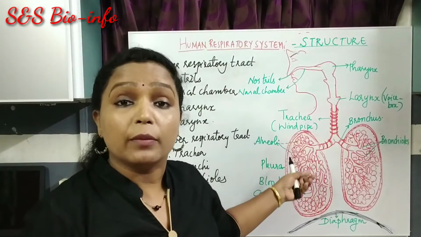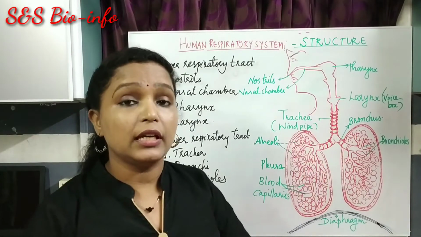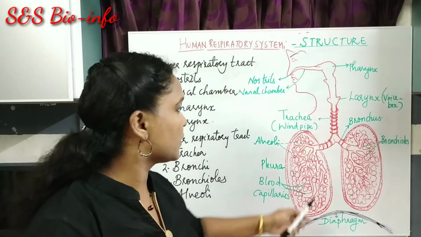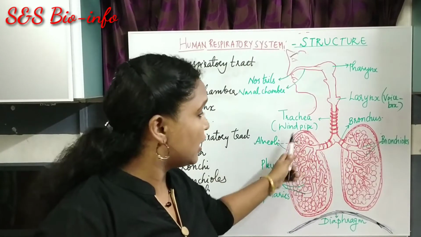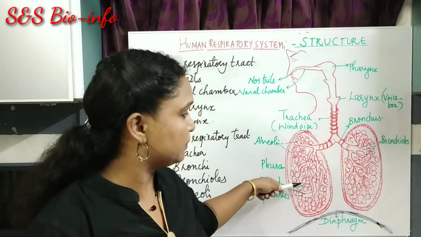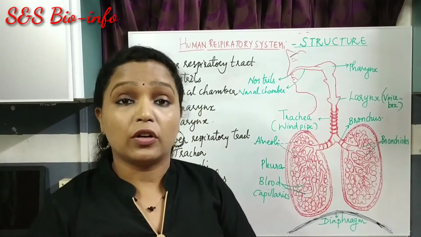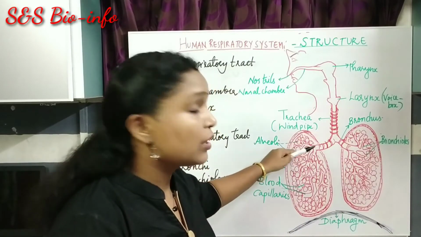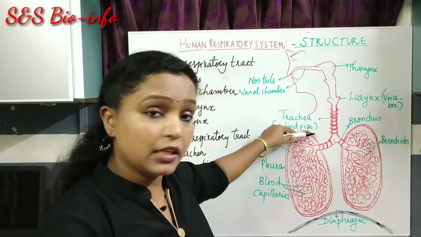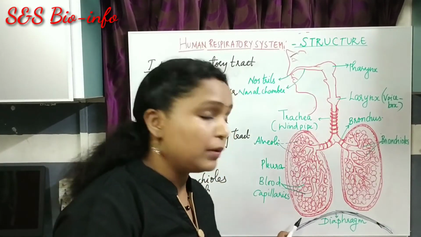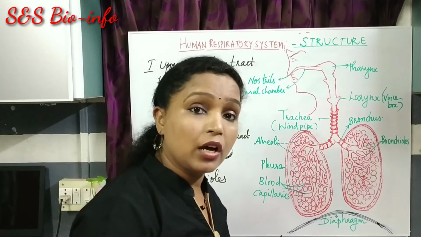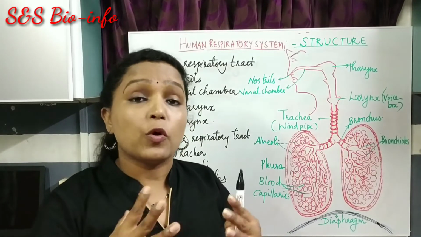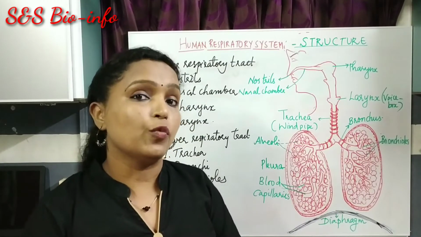Now let's learn more about the lungs and their morphology and anatomy. That means the external features and the internal features. We have a pair of lungs, the right lung and the left lung. First of all, the shape of the lungs. The lungs are somewhat conical in shape. The upper end is rounded and the bottom is concave. They rest on the convex surface of the diaphragm. It is somewhat spongy in nature. It is pinkish white in appearance.